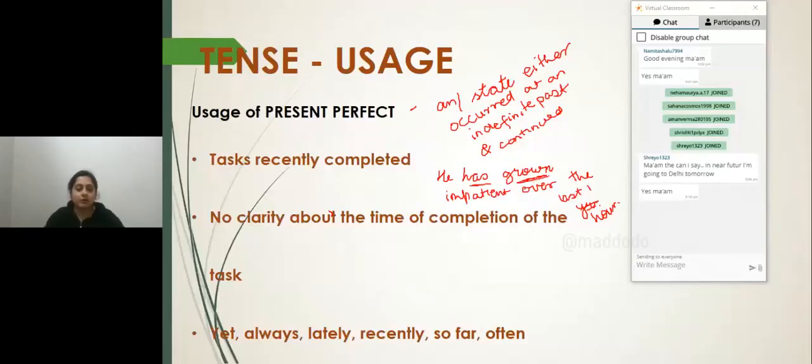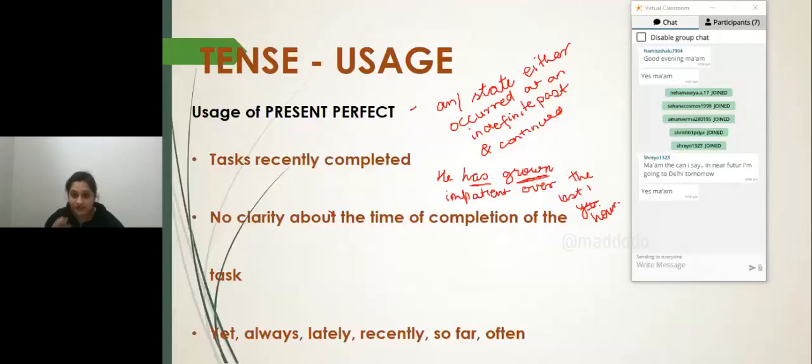Guys, getting my point? Now perfect is to an action. When we say present, because the action is continuing till the time of our speaking, right? At the time of our speaking. Okay, so it's present perfect. Sometimes we also use present perfect when there's no clarity around when the task will be completed.